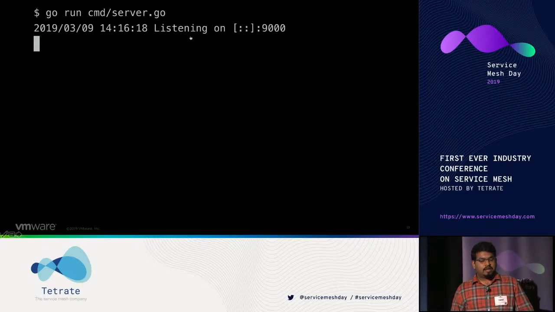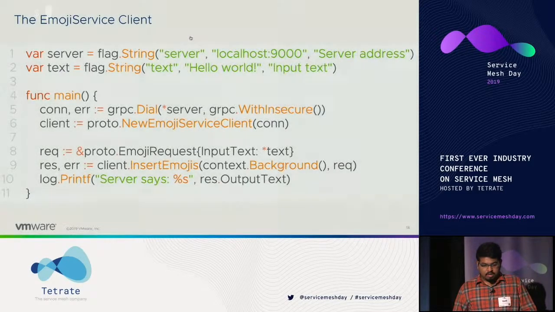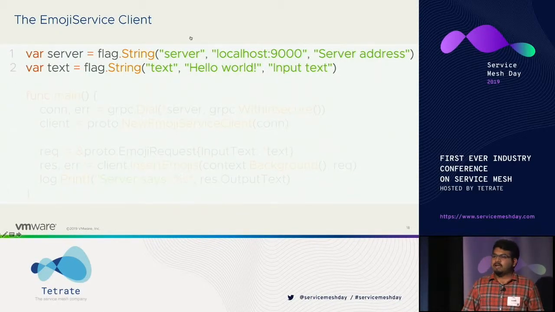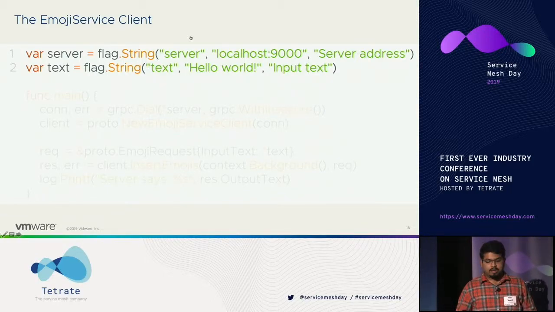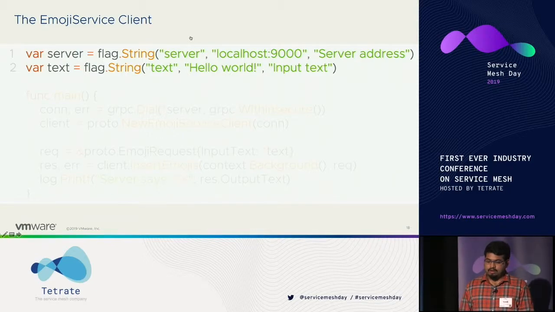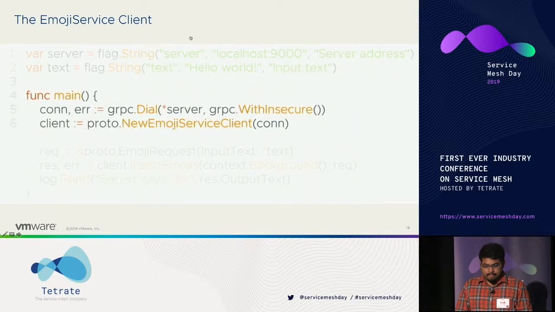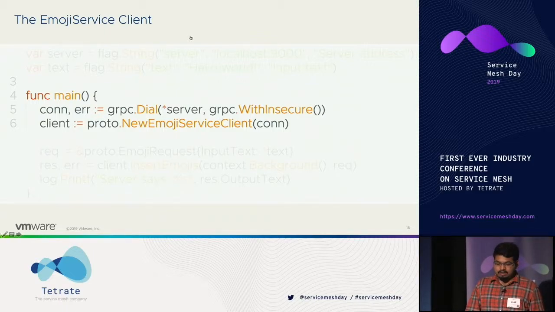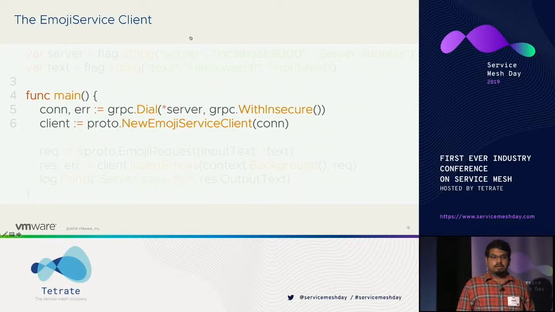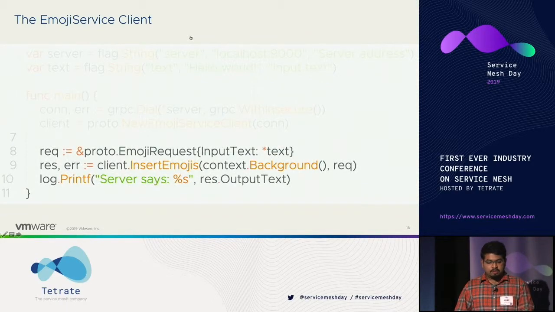To test the API, I created a simple client using Golang again. I have two flags, server and text. The server is the address of the server, and the text field will take the input from the user and send it to the backend to observe the response. In the main function, I create a connection to the backend, and then I use the connection to create a new instance of the service client. And finally, I take the user input, create a new request, send it to the backend, and print out the response.